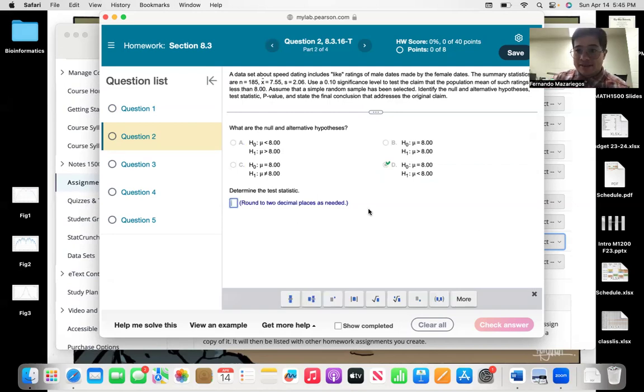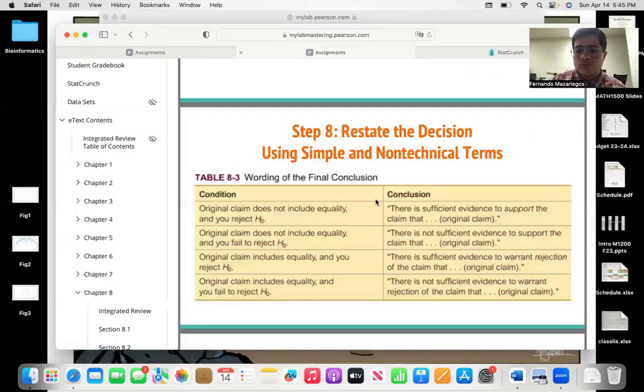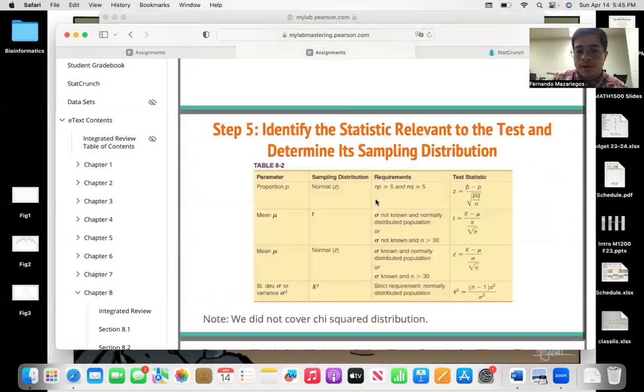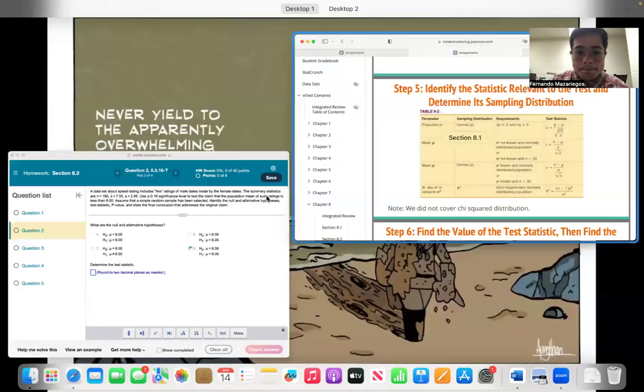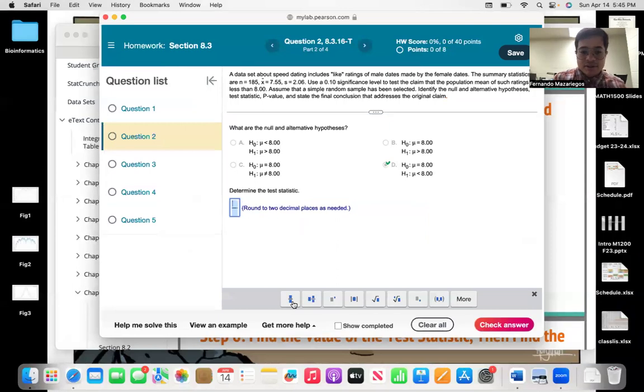Now we need to find our test statistic. So again, we can go back through the notes. We have the formula for that right here: x bar minus mu over s over the square root of n. If you remember, this is a formula we used in chapter 6 whenever we were using the central limit theorem. So our test statistic is x bar minus mu, which is the population mean, over the standard deviation over the square root of the sample size.